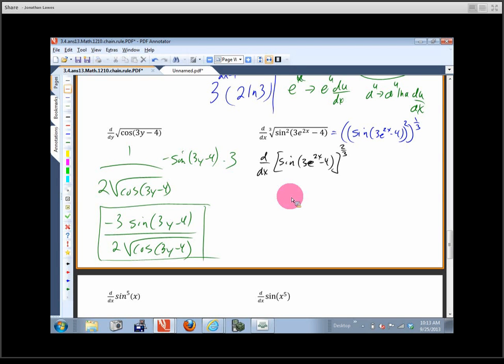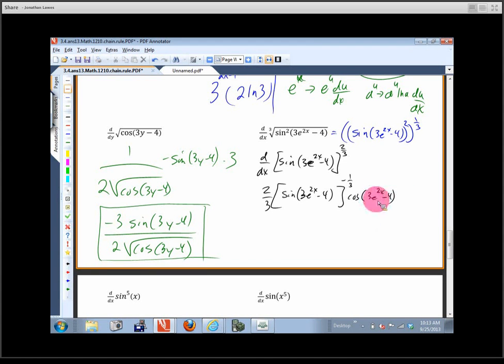That's why I like this derivative of the outside: 2/3, that same stuff raised to the negative 1/3. So I just write that stuff down here. Then peel that next derivative off. The next function was a sine function, so that's going to be cosine 3e to the 2x minus 4. Then I'm finding the derivative of the inside.